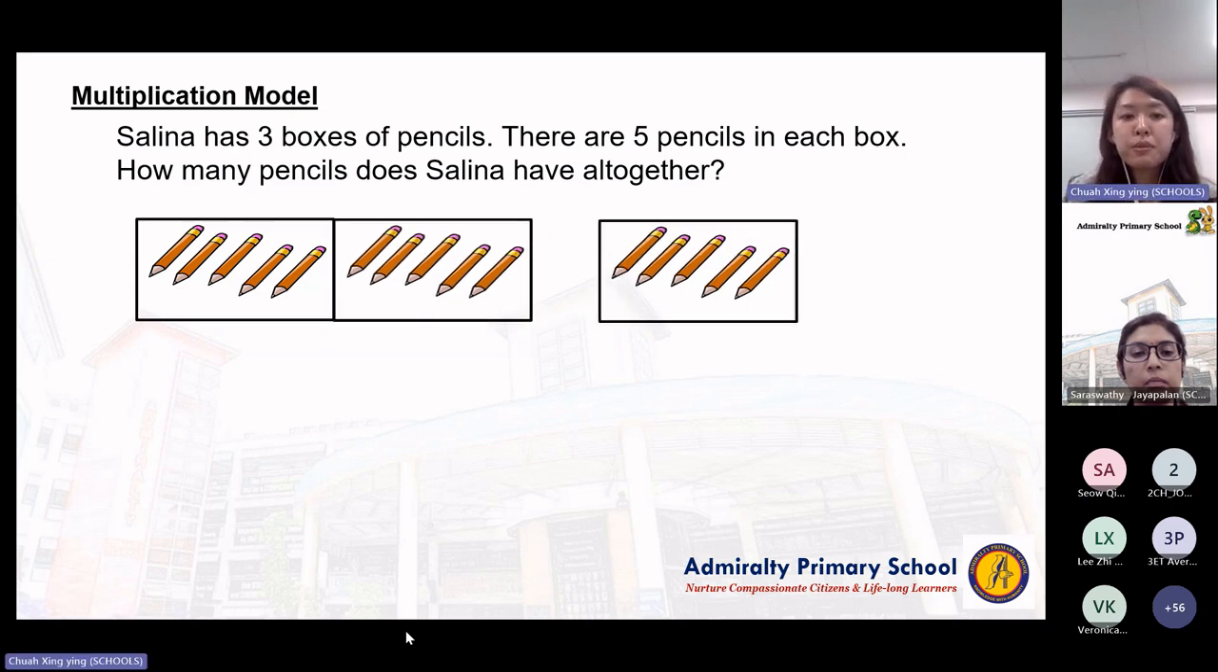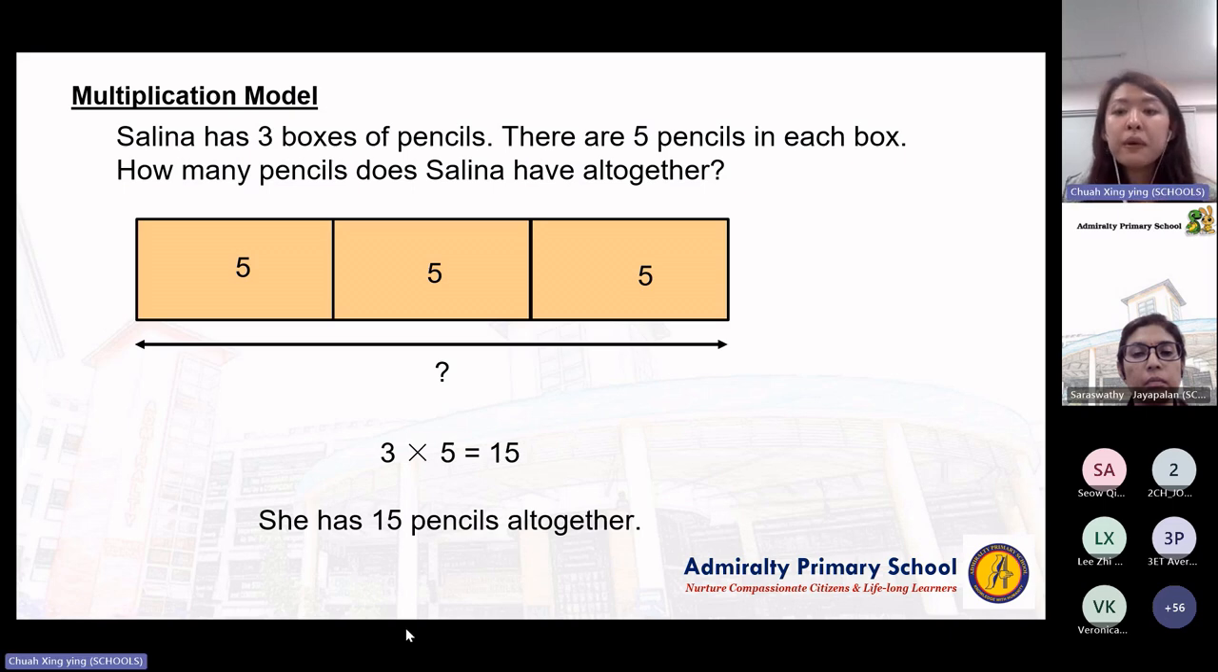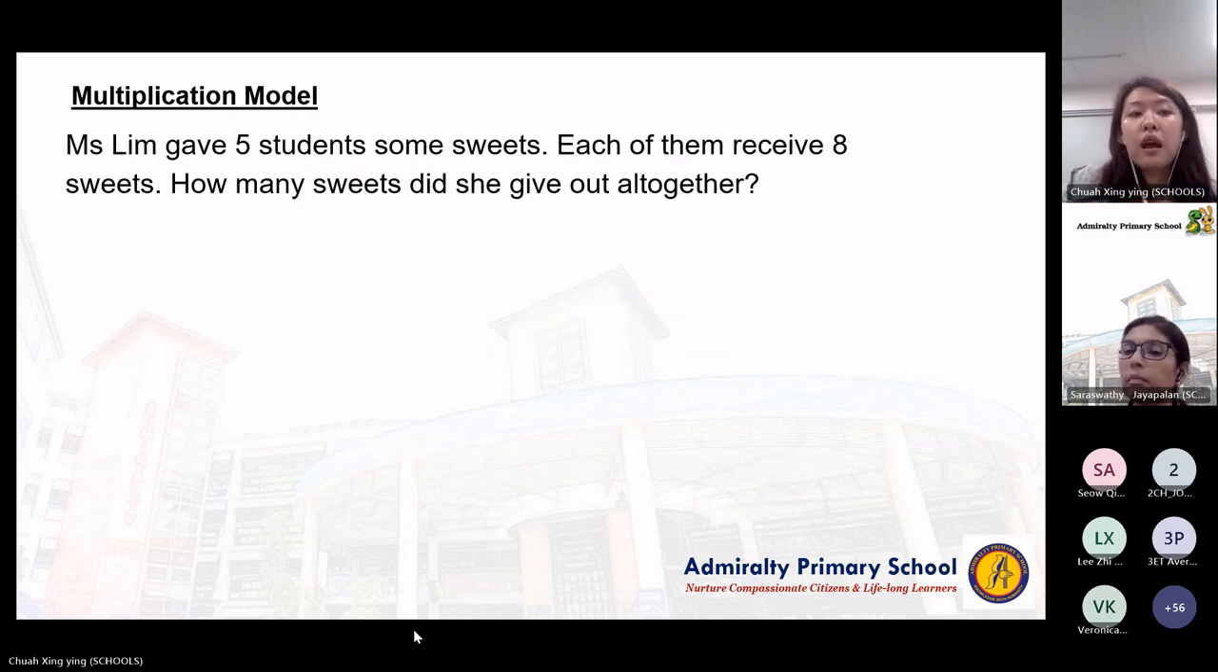We'll join each group together. Then we'll label. Each group has 5. We want to find out all together. 3 multiplied by 5 equals 15. She has 15 pencils all together.